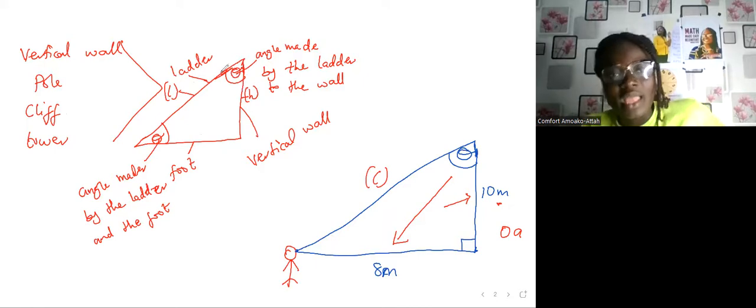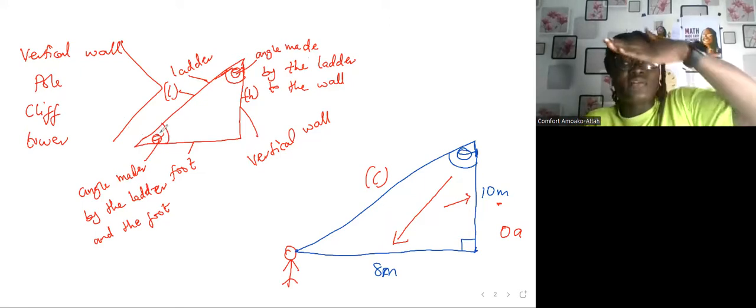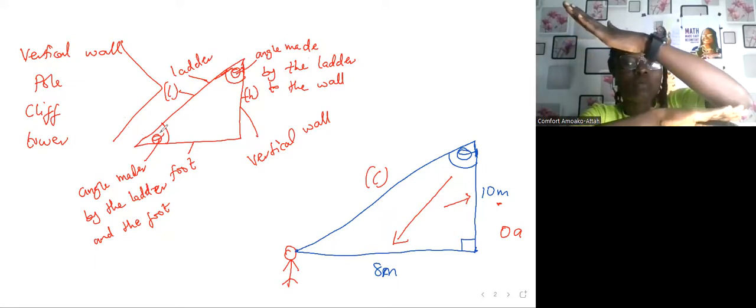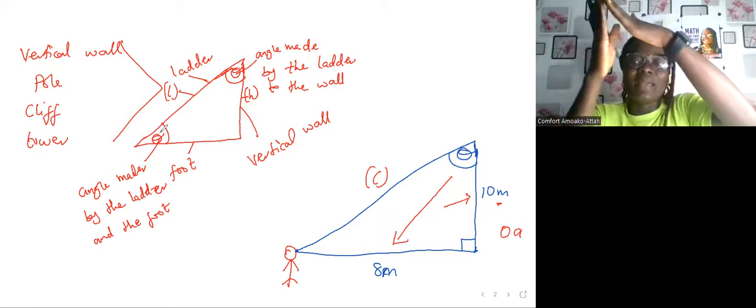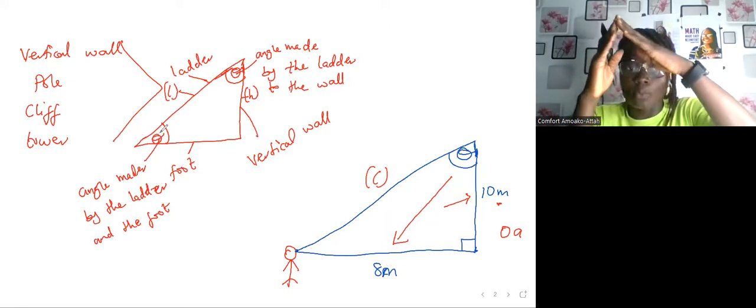If this is the wall and this is the ladder, then it means that the ladder is making an angle to the vertical wall at the top over here. So this angle is called the angle made by the ladder to the wall. Then also, if the ladder makes an angle to the foot, then it means that an angle will be formed down over there. If the ladder makes an angle to the top or to the vertical wall, the angle will be formed at the top here.